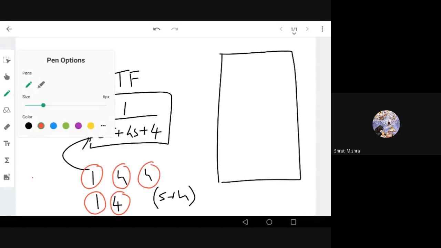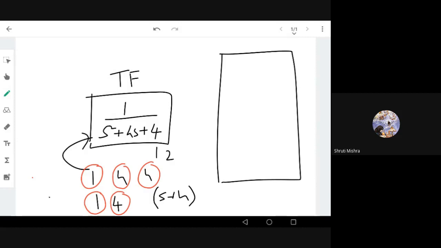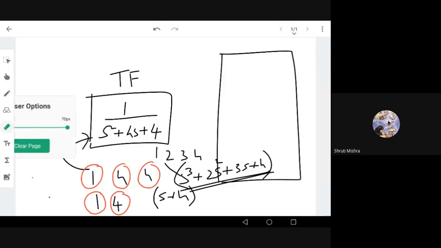So you can put whatever value. For example, if you put something like 1, 2, 3, 4, now the transfer function model is nothing but s cube plus 2s square plus 3s plus 4, right? So based on the numbers you write inside the transfer function block in the Simulink, your transfer function is generated.